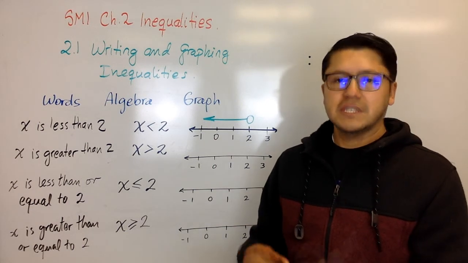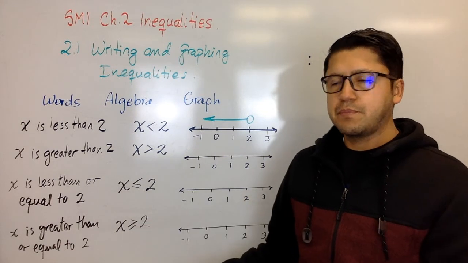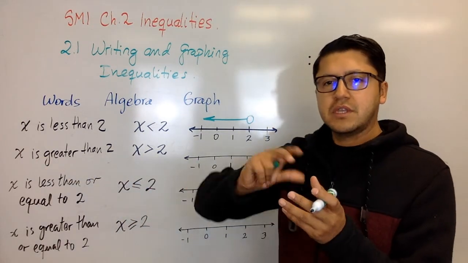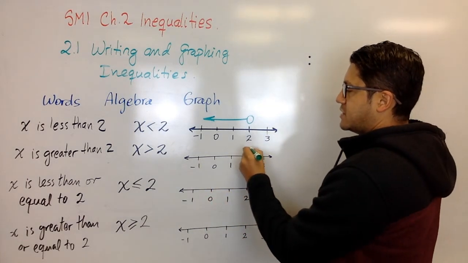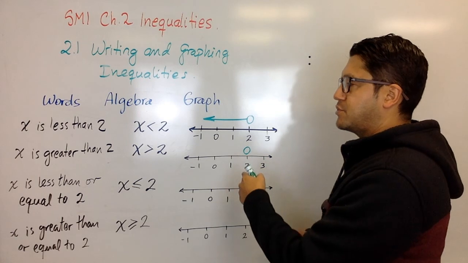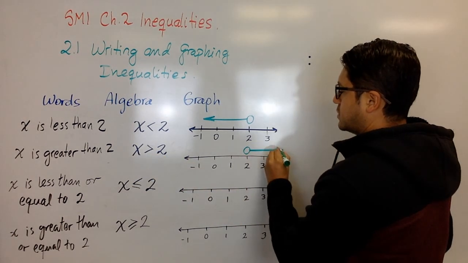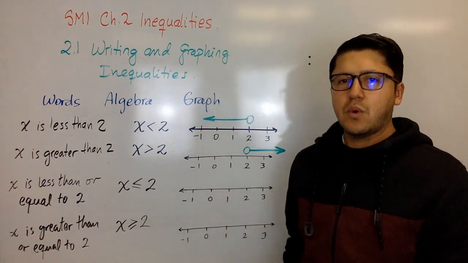Similarly, we're going to do the different representations for the other 3 possibilities. When x is greater than 2, we use the symbol that goes the other way around, and as you might see, this inequality also starts from 2, but not including 2, but in this case, the arrow is going to point in the opposite direction than the other one.